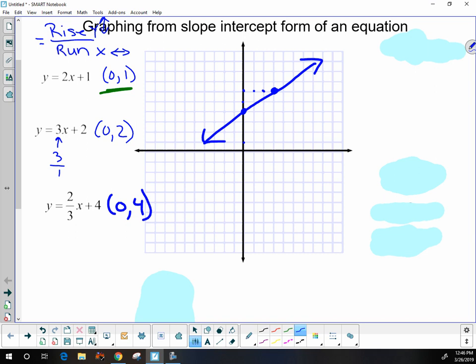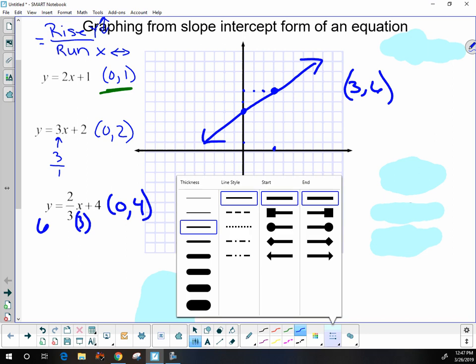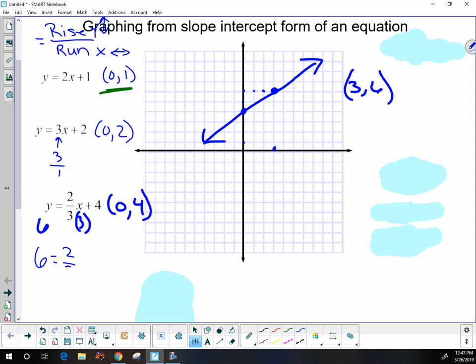And if you look at this point, it is 3, 6. If you were to plug those values back in here, you would see that you're going to get a true statement. So what that would look like is 6 equals 2/3 times 3 plus 4. You're going to cross cancel those, and you're going to end up with 2 plus 4, which is indeed 6. So that point is most definitely on the line.